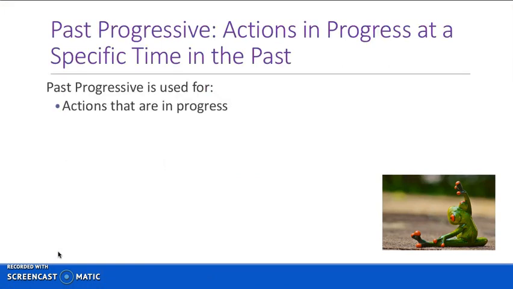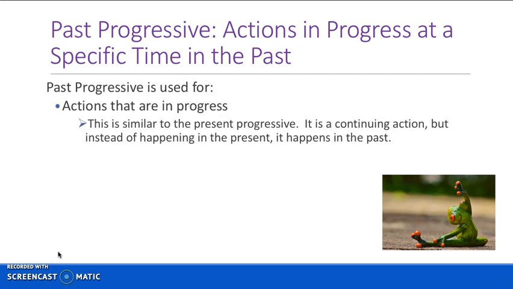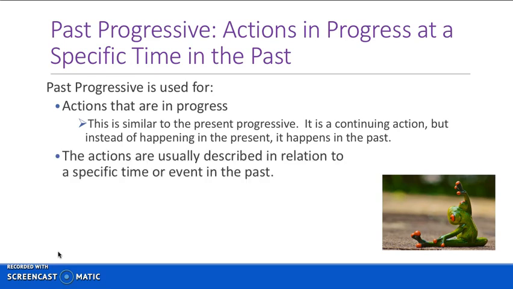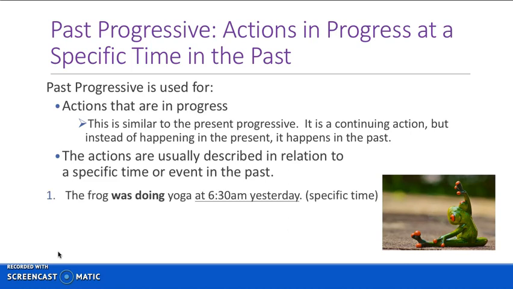The past progressive is used for actions that are in progress. This idea is similar to the present progressive. It is a continuing action, but instead of happening in the present, it happens in the past. The actions are usually described in relation to a specific time or event in the past. Let's look at some examples.